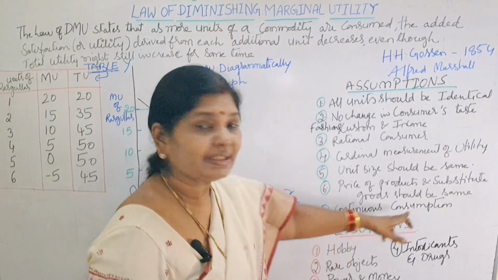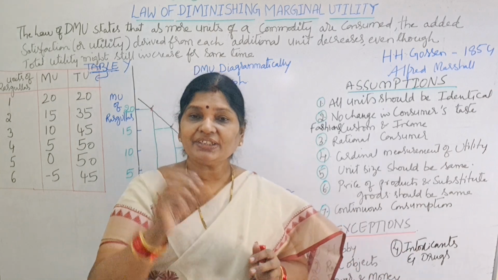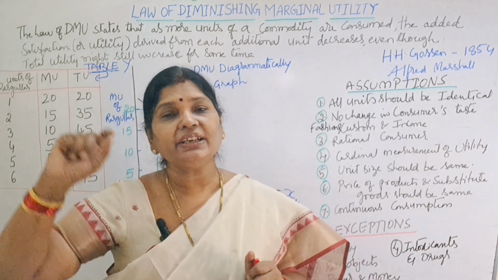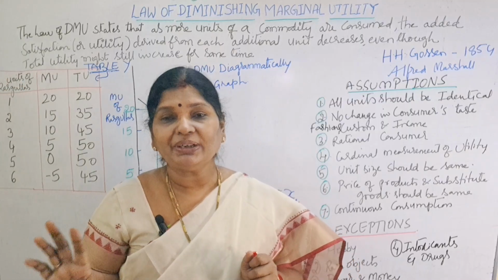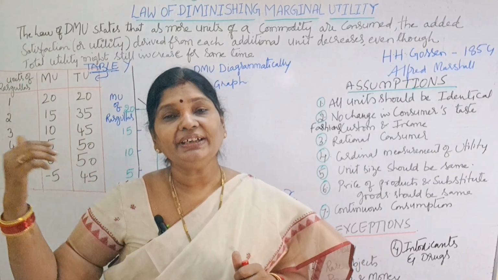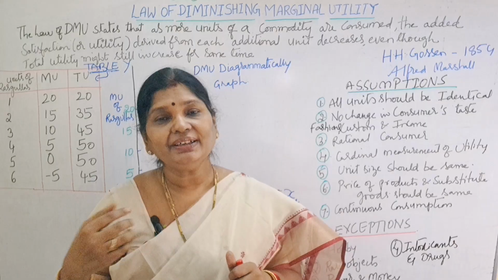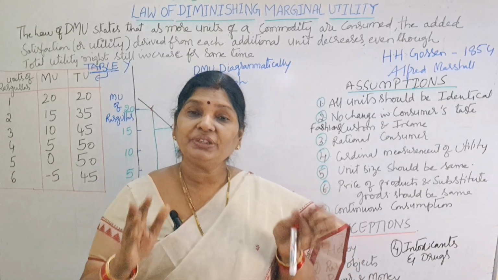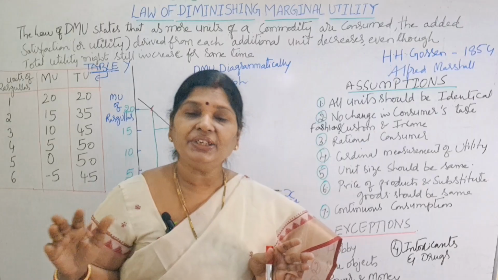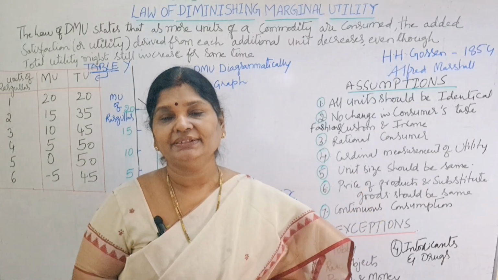Next, continuous consumption. So here, the first rasgulla you had in the morning, the second rasgulla in the afternoon, and the third rasgulla in the evening, then this law will not apply, because if you are consuming at different intervals, then the marginality will not be decreasing. That is why the consumer should consume rasgullas continuously. He should not have time gaps.